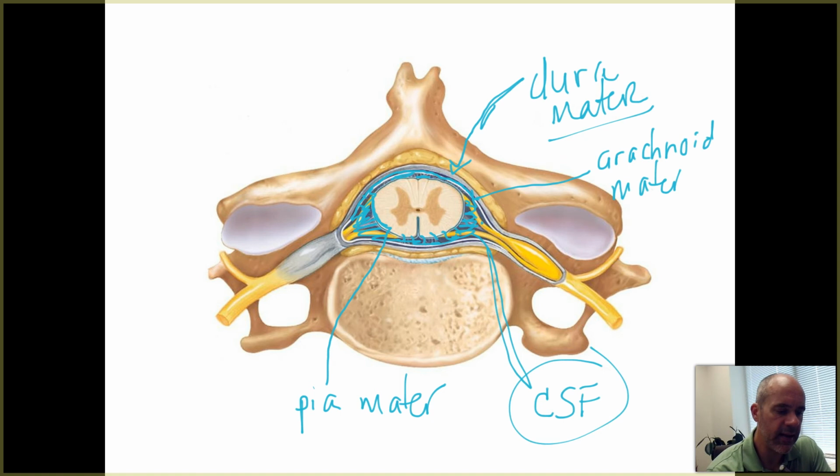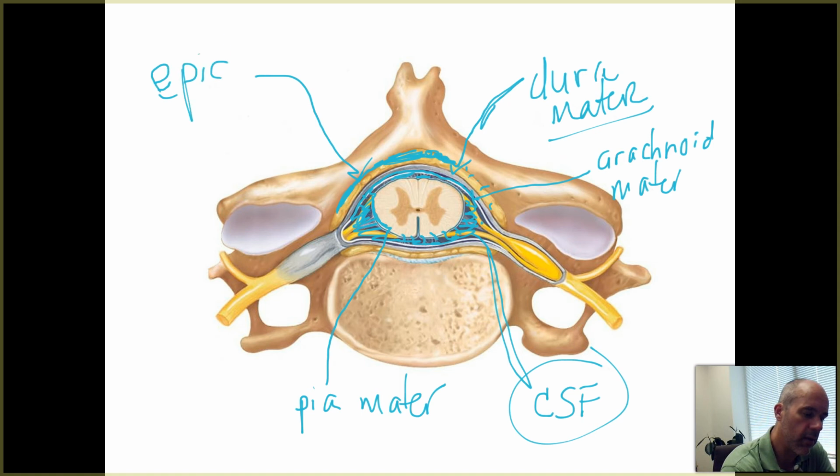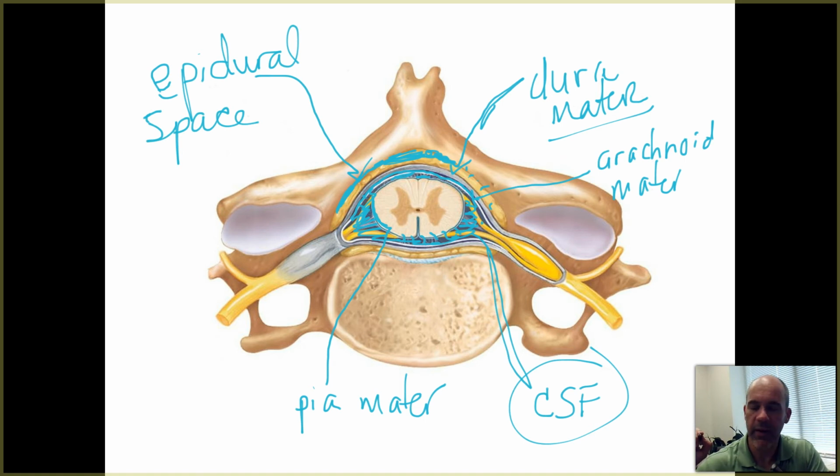This is not listed as a feature that you need to know for the anatomy, but I do want to point out to you, do you see how external to the dura mater and in between the dura mater and the vertebra, you've got all this fatty tissue in here? And that fatty tissue in there, that is your epidural space that's filled with fatty tissue. You've also got blood vessels flowing through there as well.